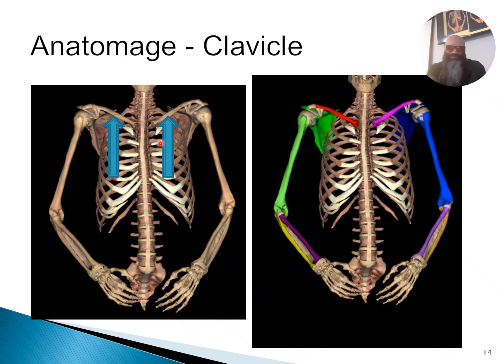And then here's some more clavicles right here for you. The anatomizer machine. Here's your clavicle. Here's your scapula. Here's your humerus.